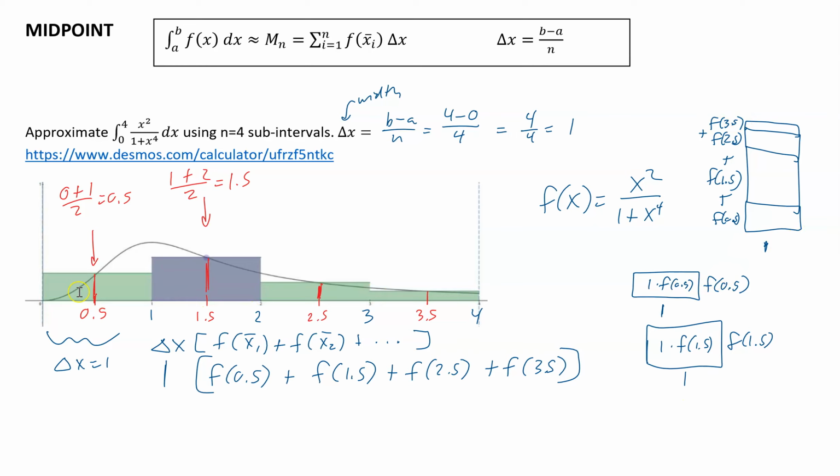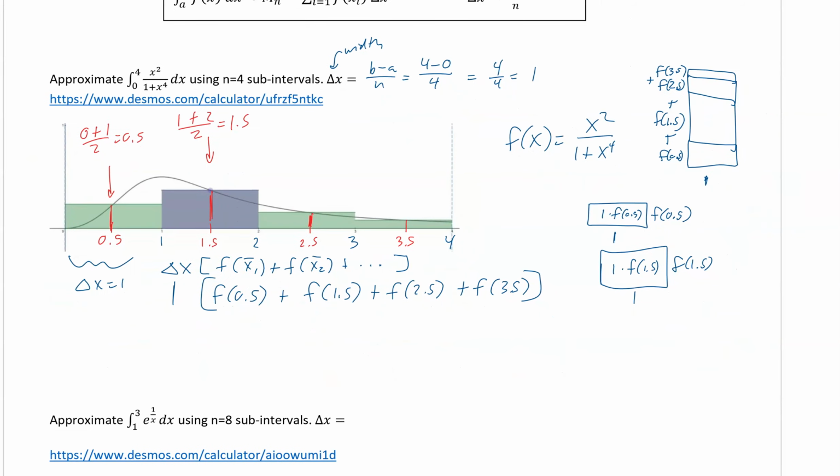So long story short, you take the midpoint, plug it into your function, and it tells you the height of each of your rectangles. So if you add those up, multiplying by 1, it tells you the area that's approximated by all of these rectangles. You can see that some are overshooting it, some are under, over, under, over, under, and then we'll see what we get.